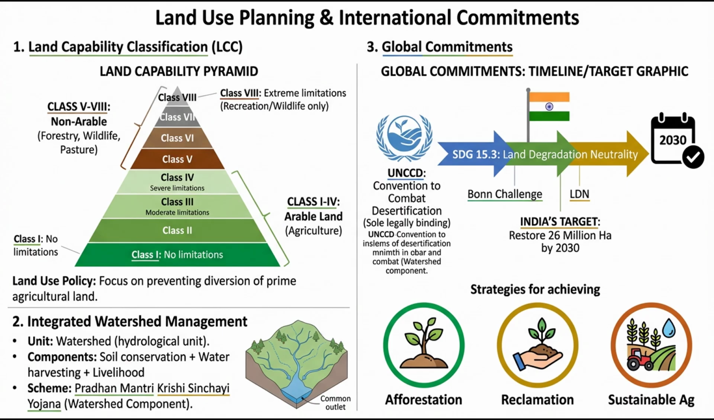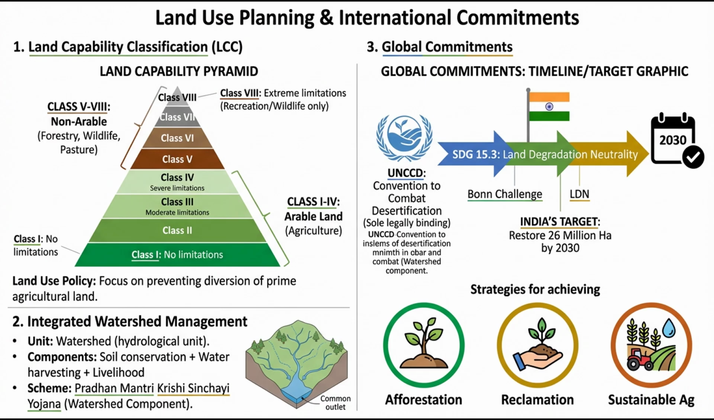If we conserve soil and water at the ridge or top, the valley or bottom automatically benefits. This holistic approach combines soil conservation, water harvesting, and livelihood generation, which is the core of the Pradhan Mantri Krishi Sinchai Yojana. On a global scale, India is committed to fighting land degradation. The Global Commitments graphic highlights the UNCCD, the United Nations Convention to Combat Desertification, which is the sole legally binding international agreement on this issue.